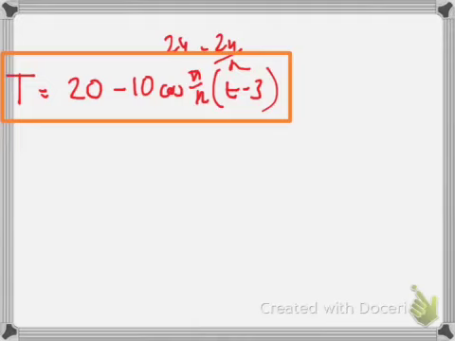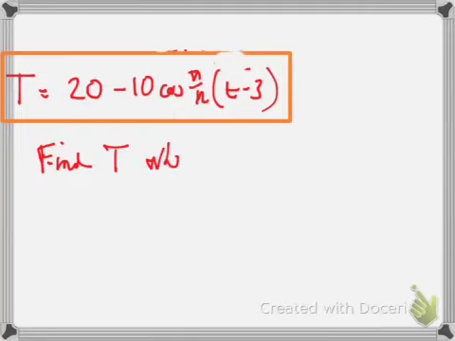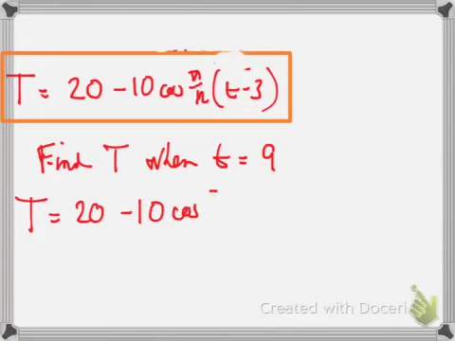Okay, let's get rid of that there. So let's use that equation, for example, to find T, temperature, when t equals 9. So that's one of the questions we were asked there. So if we sub it in, we get T equals 20 minus 10 cosine pi on 12 outside of 9 minus 3, which is 6.